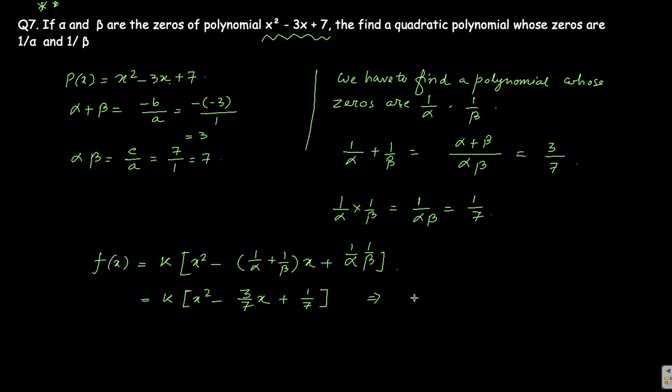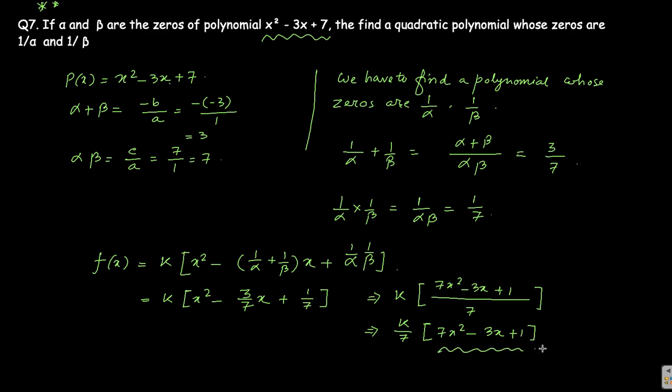If we add them, 7 is your LCM, so it becomes 7x square minus 3x plus 1. Take 7 outside from this bracket, so it becomes k by 7 into 7x square minus 3x plus 1, and this is your desired polynomial. So the polynomial is 7x square minus 3x plus 1 whose roots are 1 by alpha and 1 by beta.